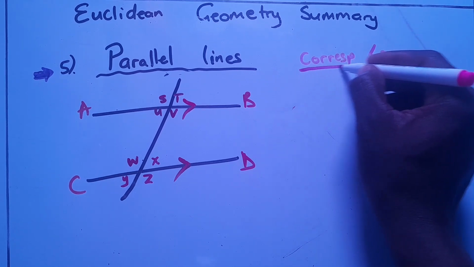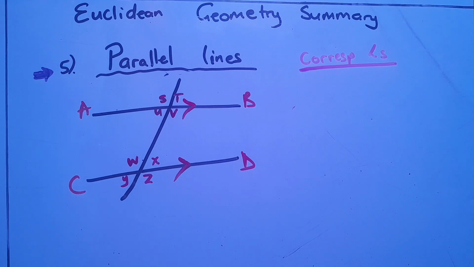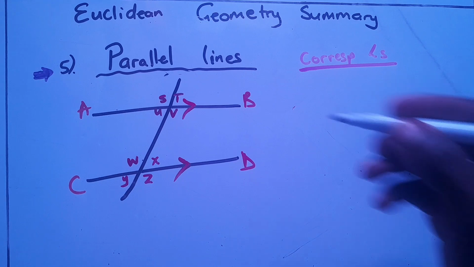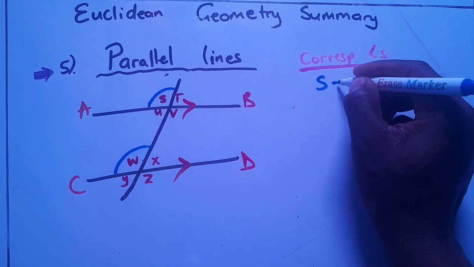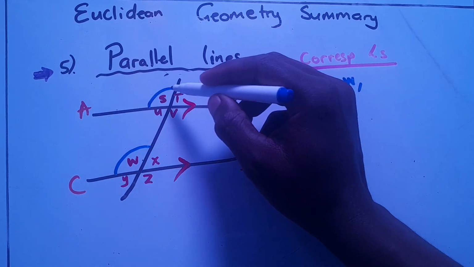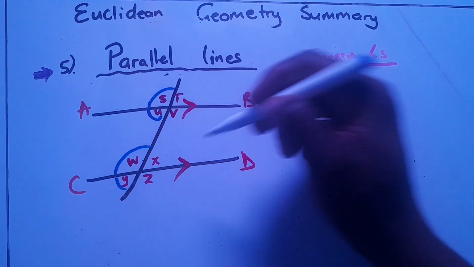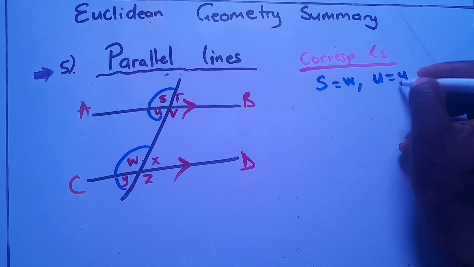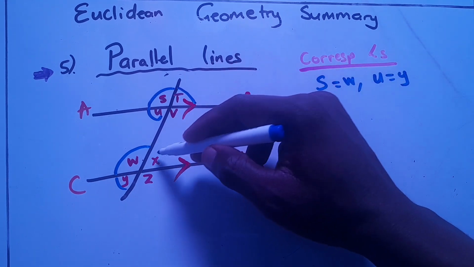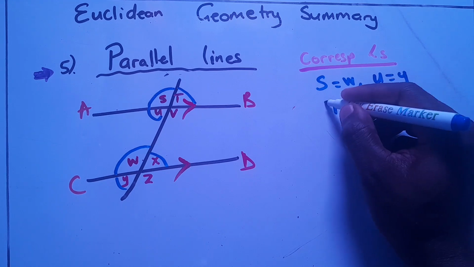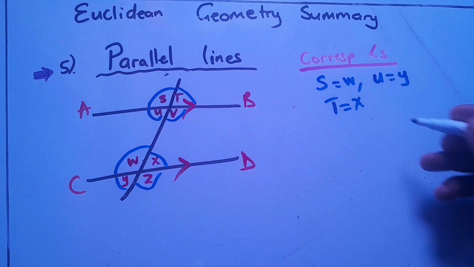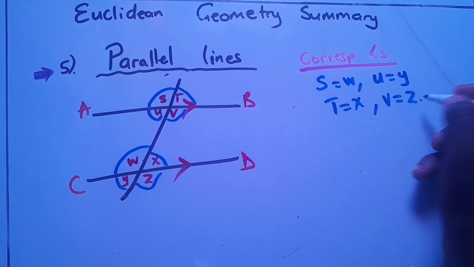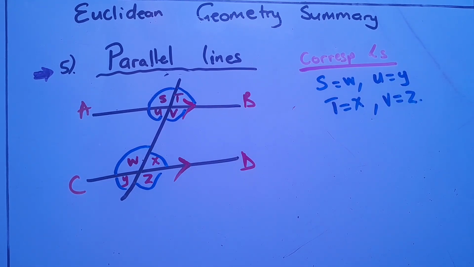So what are corresponding angles? Corresponding angles are angles on the same side of the parallel lines. So our angle S is on the same side with W. So our S is equal to W, and our U the same as Y. Also our T is equal to our X, and our V is equal to Z. So these are corresponding angles.